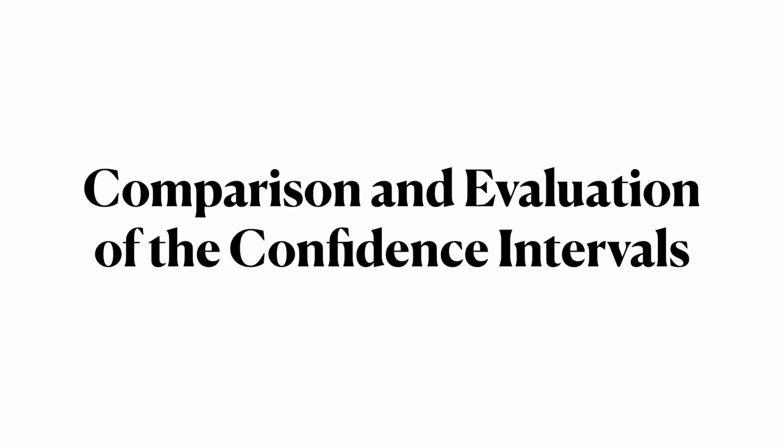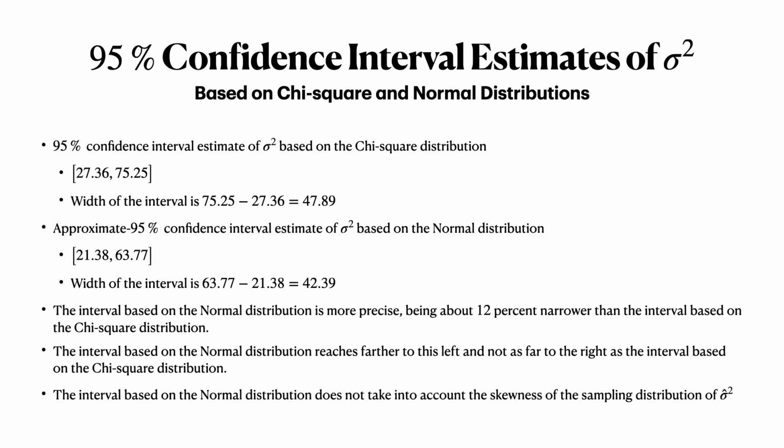Now let's compare and evaluate the two confidence intervals that we constructed for sigma squared. The 95% confidence interval estimate of sigma squared based on the chi-square distribution ranged from 27.36 up to 75.25. The width of this interval is 47.89 units. The approximate 95% confidence interval estimate of sigma squared based on the normal distribution ranged from 21.38 up to 63.77, and the width of this interval is 42.39.